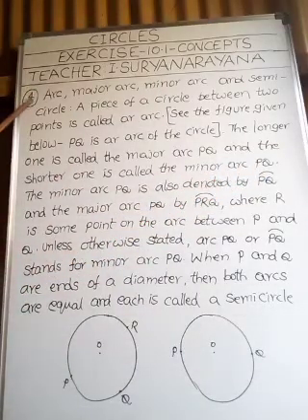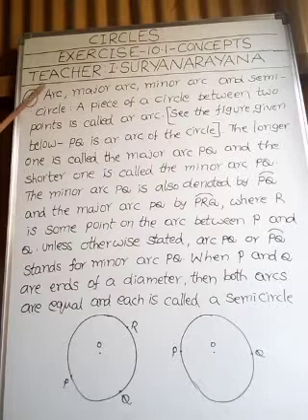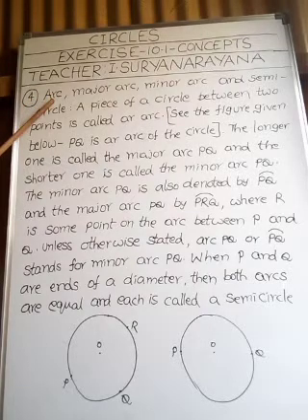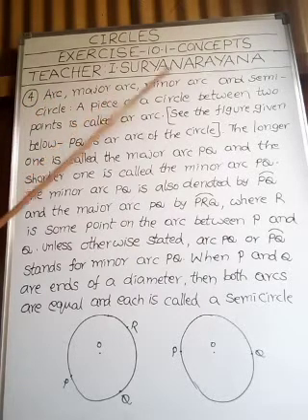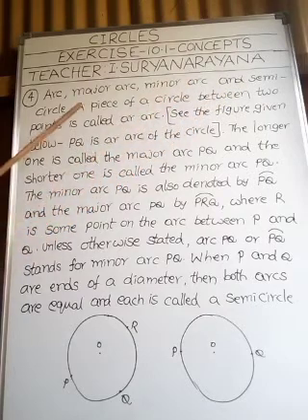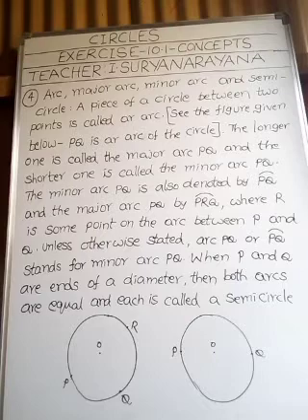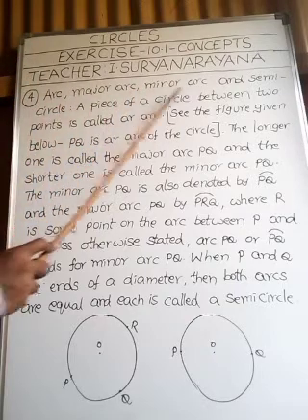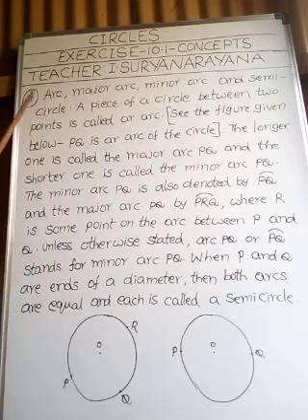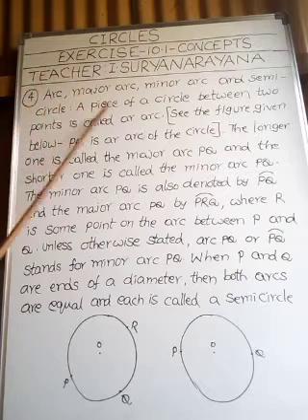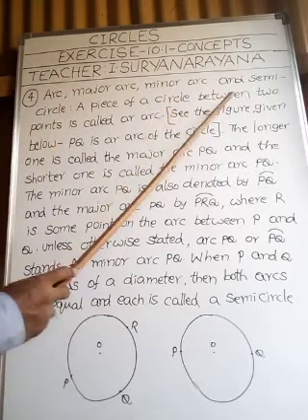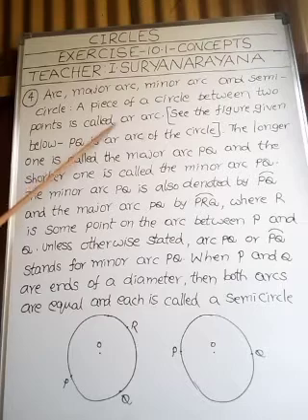Now come to the next point, the fourth point. Here we are going to discuss arc, major arc, minor arc, and semicircle. In this point, we are going to learn these points. Okay, my children. A piece of a circle between two points is called an arc.